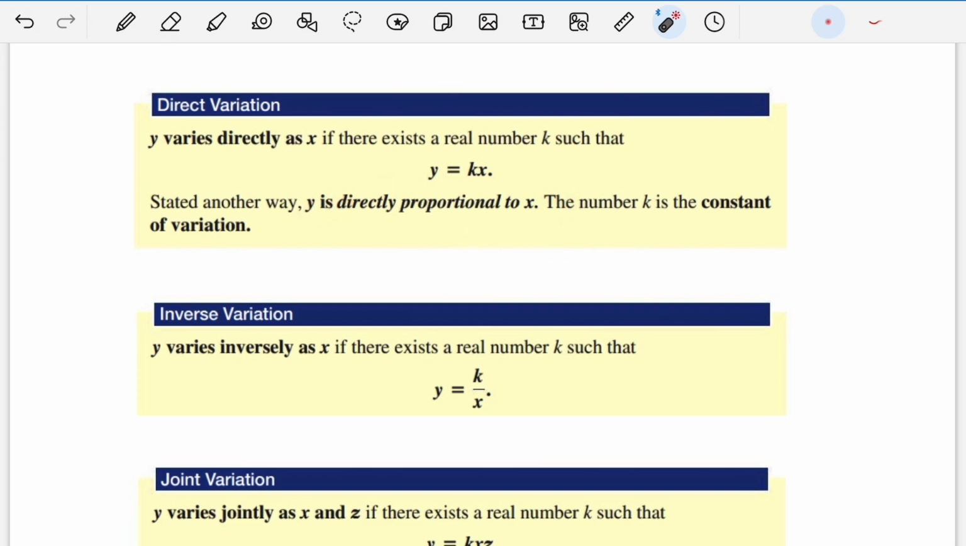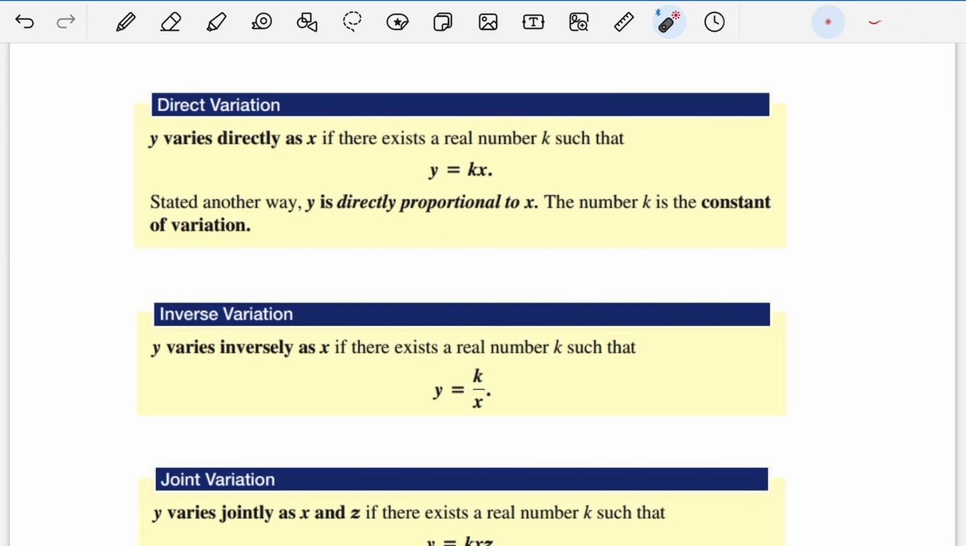Now the next type of variation is inverse variation. We say that y varies inversely as x if there exists a real number k such that y is equal to k divided by x. And then lastly, when we're looking at joint variation, we now have 3 variables. Y is going to vary jointly as x and z if there exists a real number k such that y is equal to k times our other 2 variables x and z. So the whole idea in these problems is to find our constant of variation.